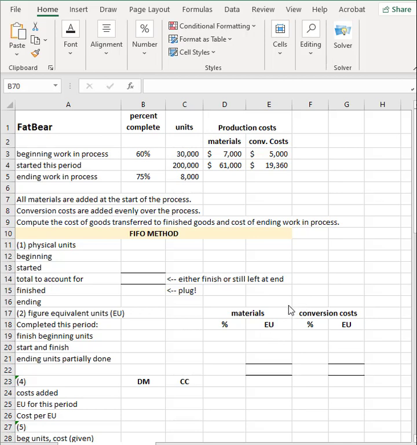Hello everybody. Let's walk through process costing and see how this works. We're going to do both methods. We're going to do the FIFO method and we're also going to do the weighted average. We're going to start with the FIFO method.